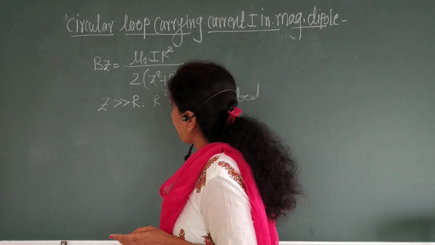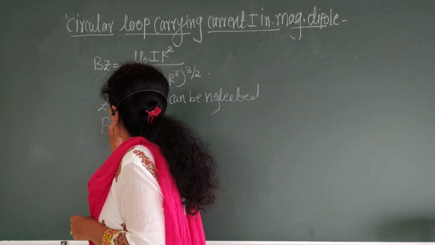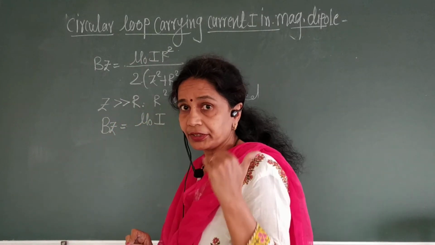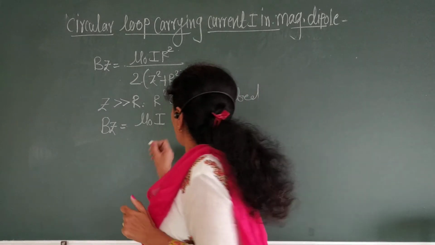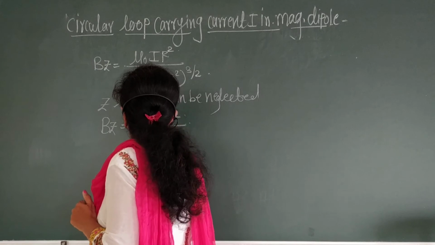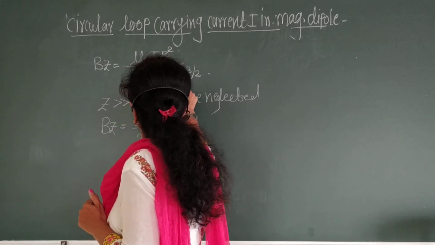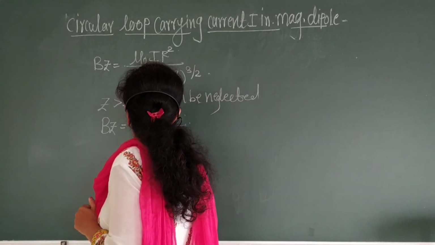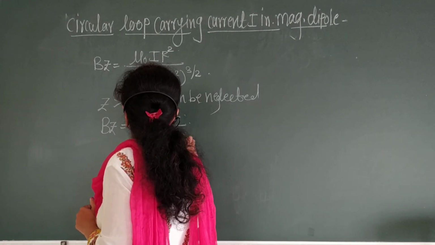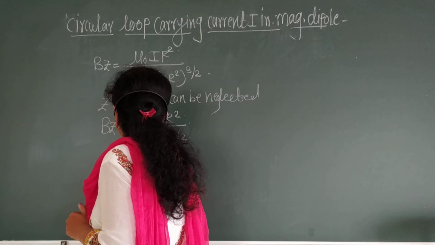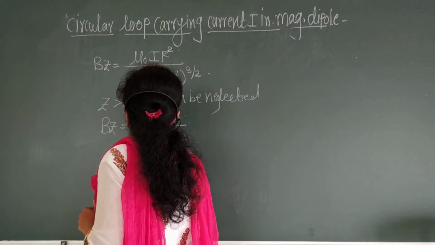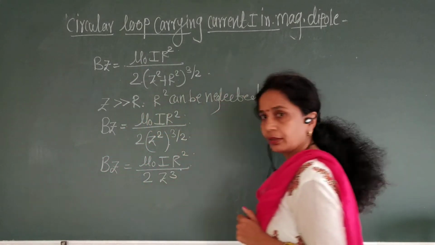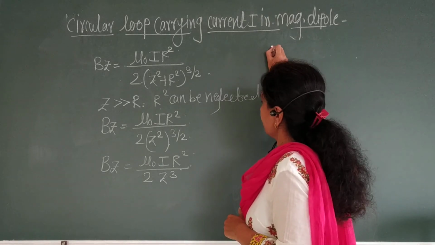Okay, so put the value of r square here as 0, and therefore Bz is equal to mu 0 I r square upon 2 z square raised to 3 by 2, because here r square in the denominator is 0. The numerator r square is not 0, otherwise the whole equation would become 0. Therefore Bz is equal to mu 0 I r square upon 2 z cube.